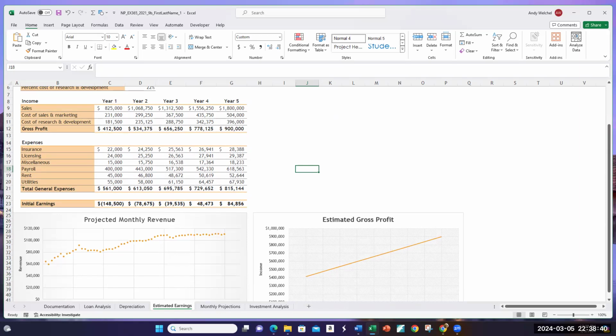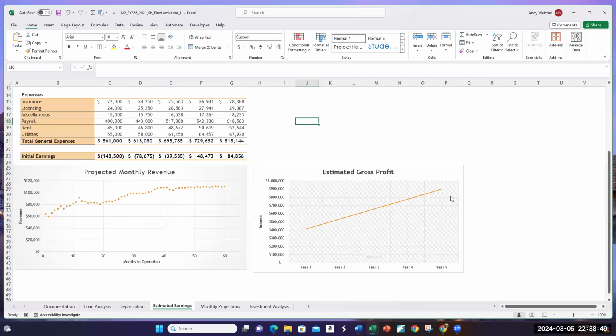We want to extend the projection into year 6, though. Modify the estimated gross profit line chart as follows to forecast the future trend. We want to carry the same thing out another year. I imagine it's just going to keep going higher and higher. Okay. Add a linear trend line to the estimated gross profit chart.